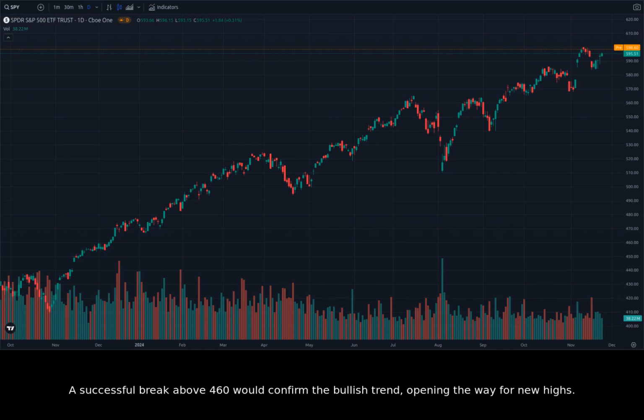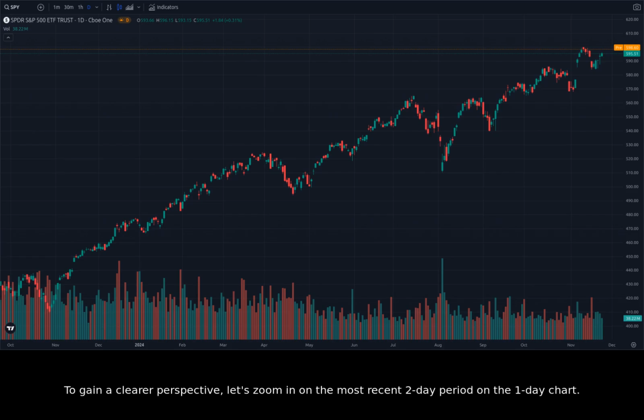A successful break above 460 would confirm the bullish trend, opening the way for new highs. Conversely, a drop below 450 could signal a short-term bearish reversal and trigger potential profit-taking.